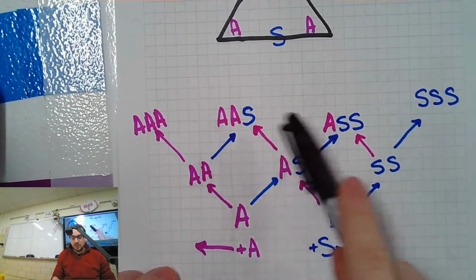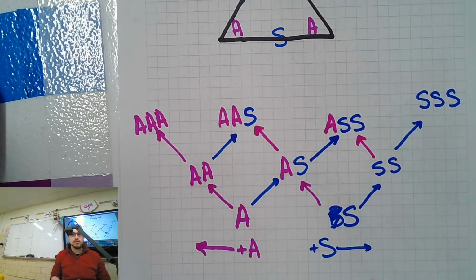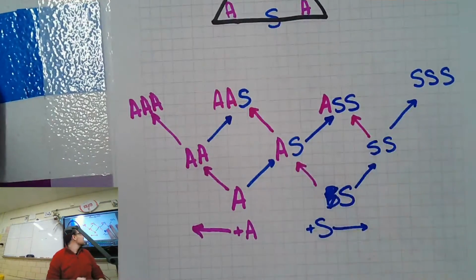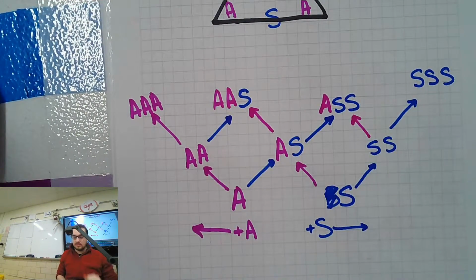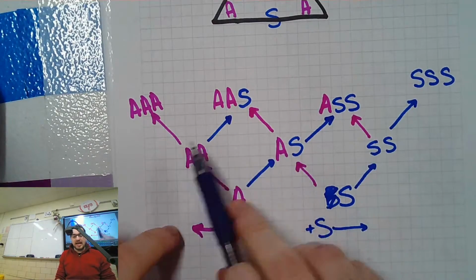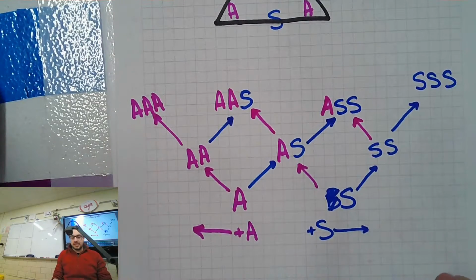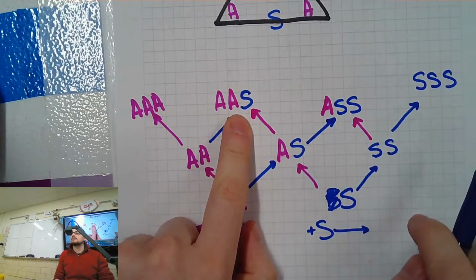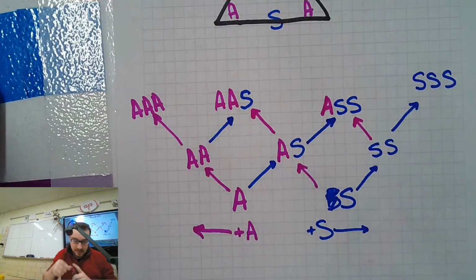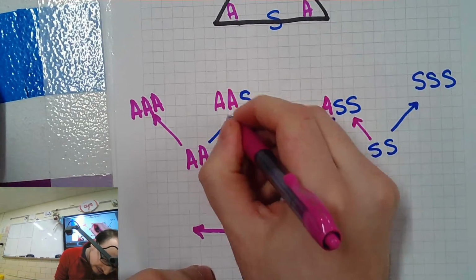Do I have all my triple letters here? Sort of. What else do I need to add in? There's only one way to write 3 A's, right? Is there more than one way to write 2 A's and an S? Yes, there is, right? I could do ASA.